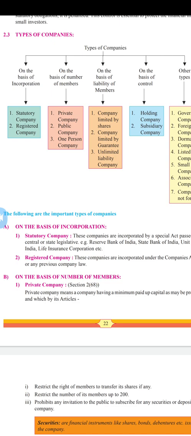Today, we will learn about the types of companies. Which are the types of companies? There are different types of companies, depending upon different categories. We learn all these types step by step. The first type of company is on the basis of incorporation. In simple words, incorporation means registration. And there are two types of companies on the basis of incorporation: statutory company and registered company.